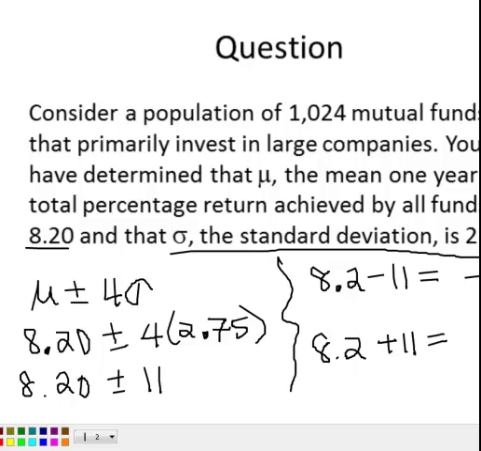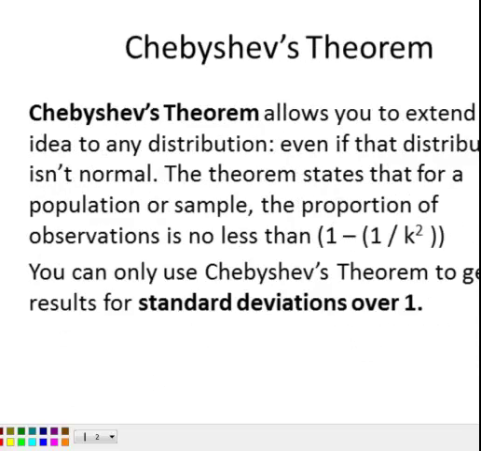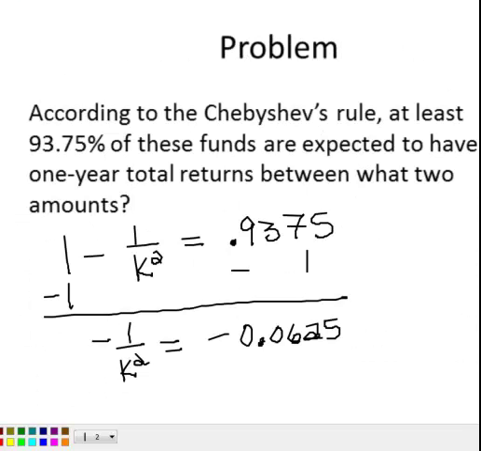Okay, so it says, so what two amounts? The answer would be negative 2.8 and 19.2.